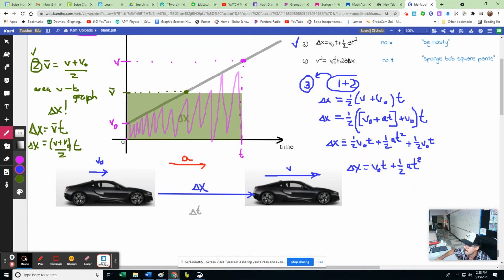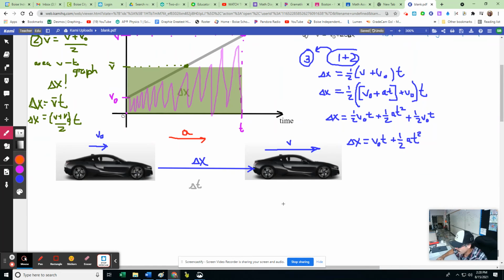Okay, and let's do our 4th equation. What color should I do? Okay, we're going to get the 4th equation to happen right here. How are we going to get that? Well, we're going to take equations 1 and 2 again. We're going to substitute them together.